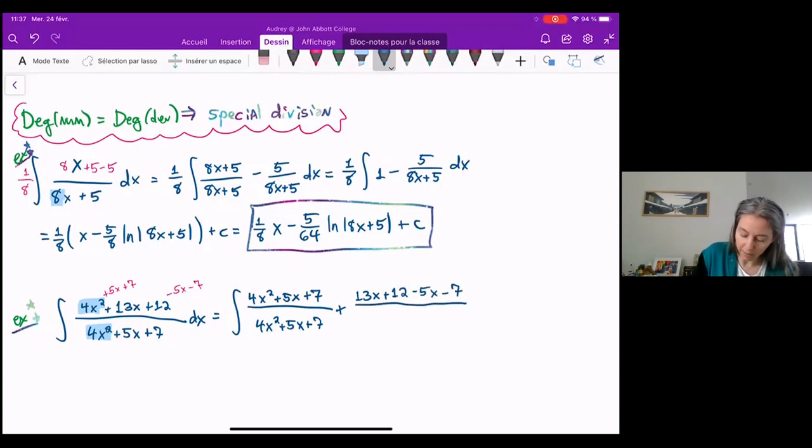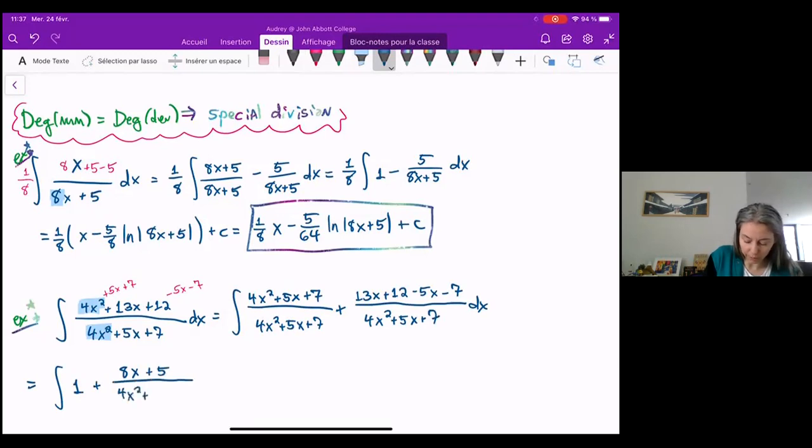And I can combine my like terms there. So I have 4x squared plus 5x plus 7. So then I'm going to end up with 13x minus 5x is 8x. So I'll have 1 plus 8x. And then 12 minus 7 is plus 5. So I have 8x plus 5 over 4x squared plus 5x plus 7 dx.